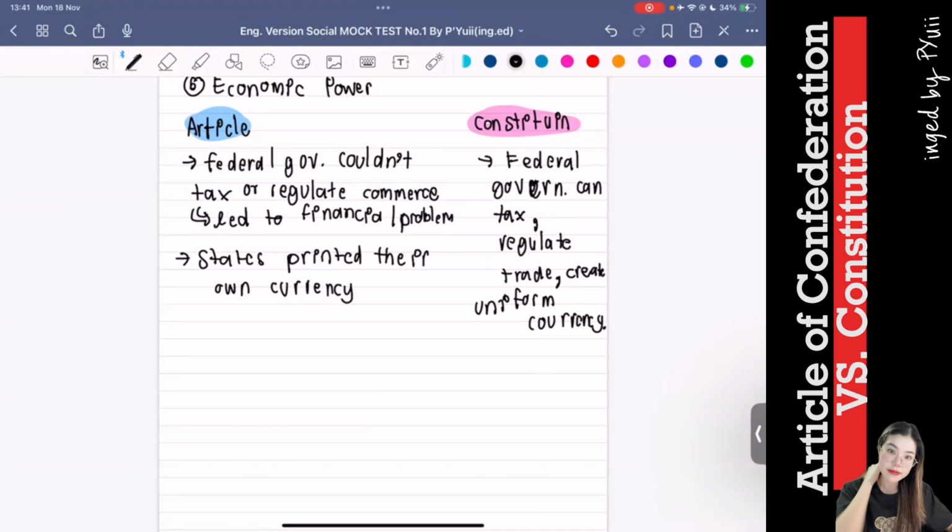So, for the summary, the Articles of Confederation were a stepping stone, but created a government too weak to address the needs of the young nation. On the other hand, the Constitution resolved these issues by creating a stronger federal government with a more effective system of checks and balances.